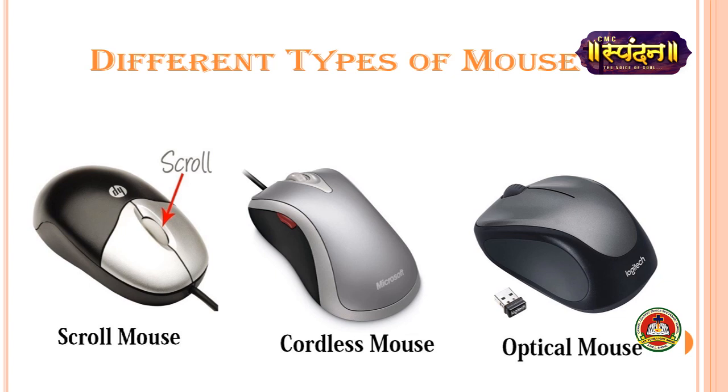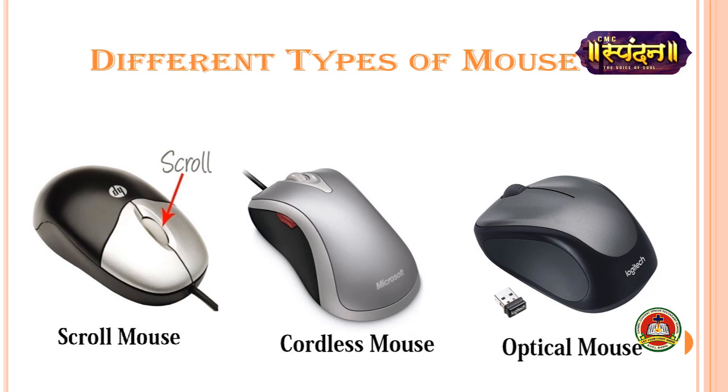Now we have different types of mouse, that is scroll mouse, cordless mouse and optical mouse. Generally we are using scroll mouse. In scroll mouse also we have 2 types, that is ball mouse and optical.